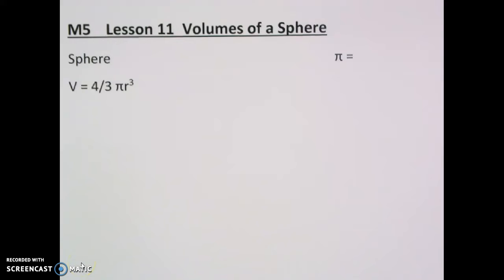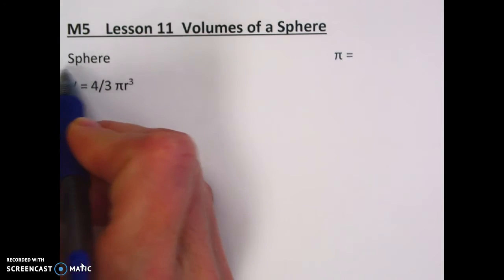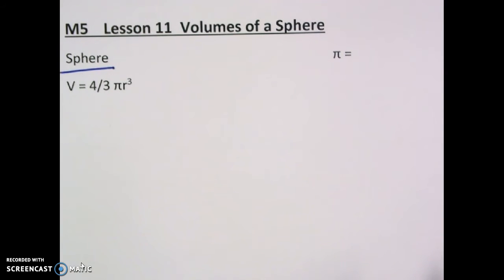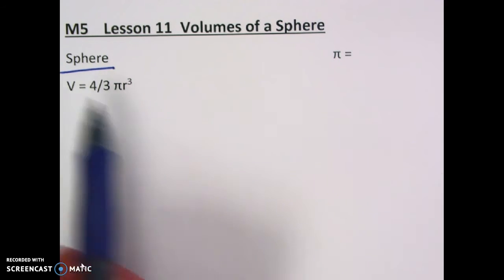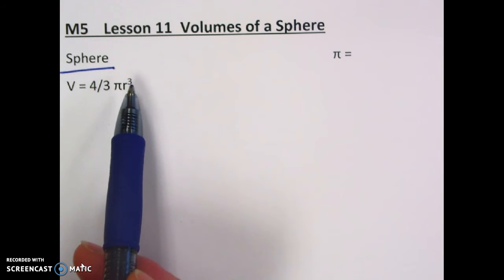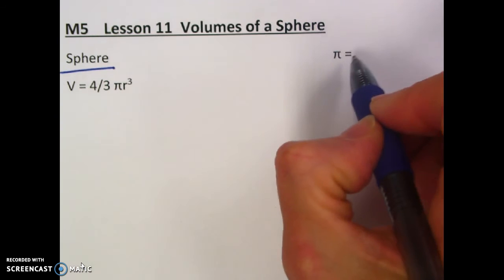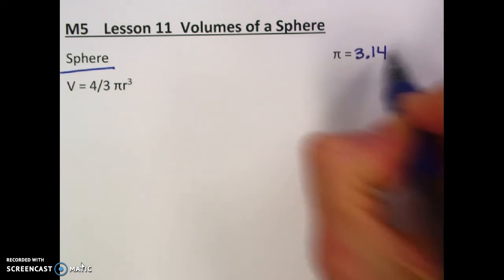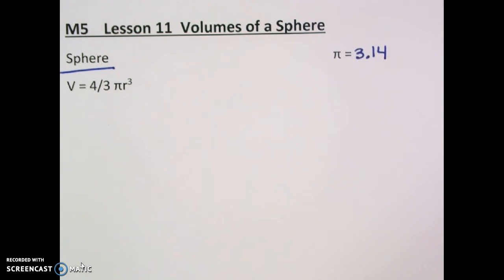Module 5, Lesson 11, Volumes of Spheres. So for a sphere, again, it's a circular shape, so therefore we're going to have pi in the equation. Volume of a sphere is 4/3 times pi times the radius to the third power, radius cubed here. Pi again is 3.14, or you can use the pi button on a calculator, or you could leave pi in the equation in your answer.